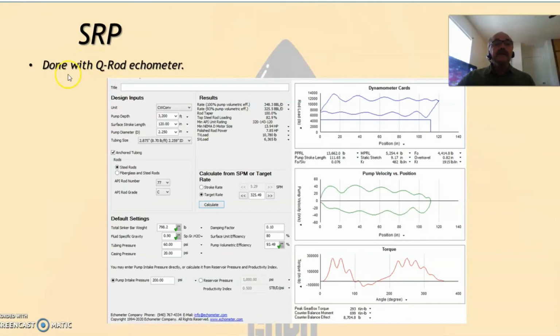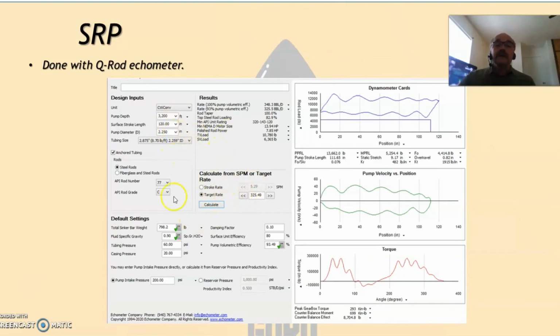In the case of sucker rod pumping or beam pumping, the places I have worked, they don't have this option. They didn't have this option in PIPESIM, so I couldn't use it. I used the QRod by Echometer, so it's like I said in the last video, it's not hard to design.